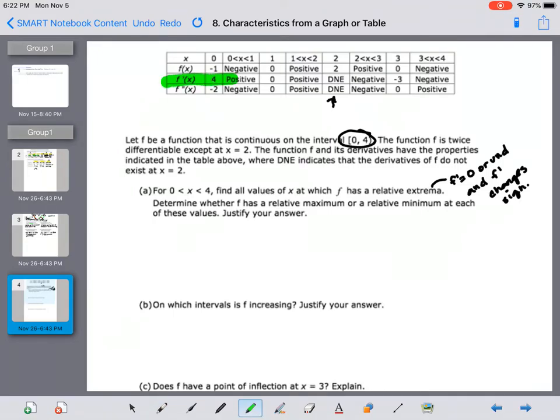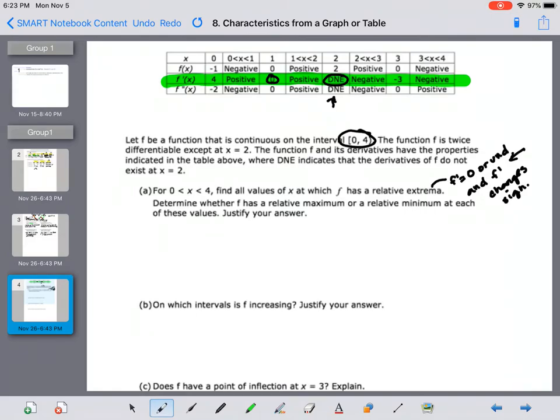So for this one, I'm going to be looking off of this line right there. Okay, so my derivative is equal to 0 here, at 1. If I look to the left of 1, my slope is positive. If I look to the right of 1, my slope is positive. So there's no sign change, which means that is not a relative maximum or minimum. The next one I'm going to look at is that D and E, because undefined values can be critical values. If I look to the left, I'm positive. To the right, I'm negative.